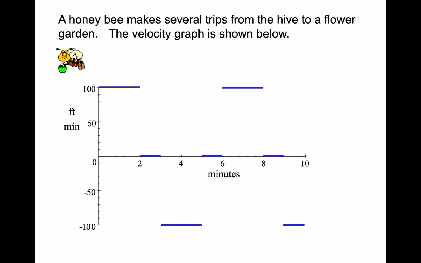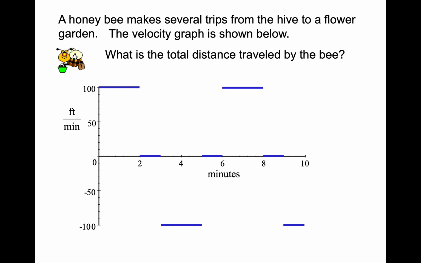So this tells you from 0 to 2 minutes, the little bee is going 100 feet per minute. And then from 2 to 3 minutes, he's at 0. And then from 3 to 5 minutes, he's going negative 100 feet per minute. So you can see that sometimes it's positive, sometimes it's negative, and you've got to think about what that means. Remember that a positive velocity would indicate that he was moving away from the hive and towards the flower garden. So it's telling us the direction. So keep that in mind.